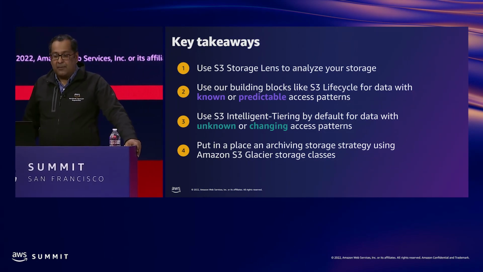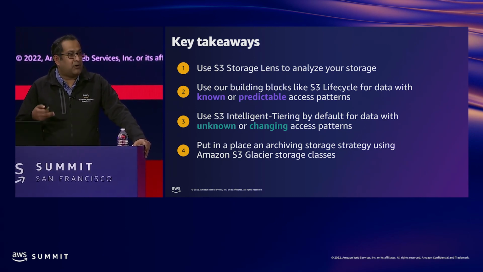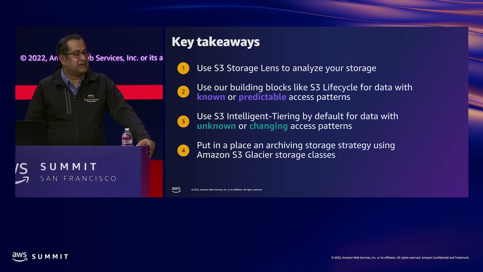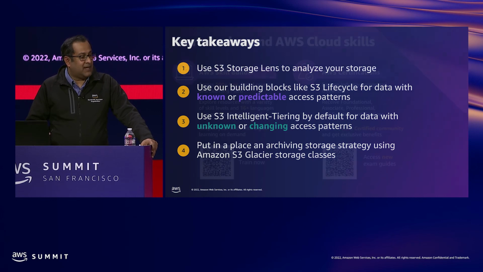Okay, so let me wrap it up real quick with some key takeaways. I'm going to sound like a broken record, but use Storage Lens. The usage metrics are free. There's no reason why you should not be. It's a very, very useful tool in helping you identify any cost savings. Use lifecycle rules for data which has known or predictable access patterns. Use intelligent tiering for data that has unknown. And definitely put in an archiving storage strategy. And I'll add two more to this. Don't forget to set expiration rules and to limit the number of versions that you have of your older objects. And with that, I thank you.